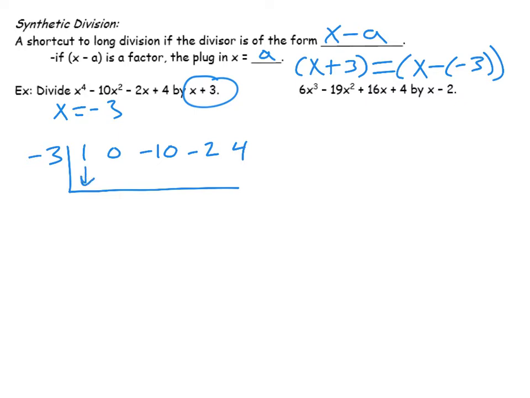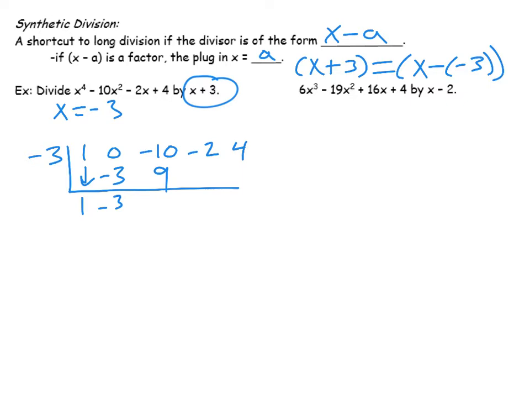Okay, you only need coefficients. All right, so here's how it works. Bring down the 1, then you take negative 3 times negative 1, and we get negative 3, okay? And now we do addition, right? 0 plus negative 3 is negative 3. Negative 3 times negative 3 is 9, right?